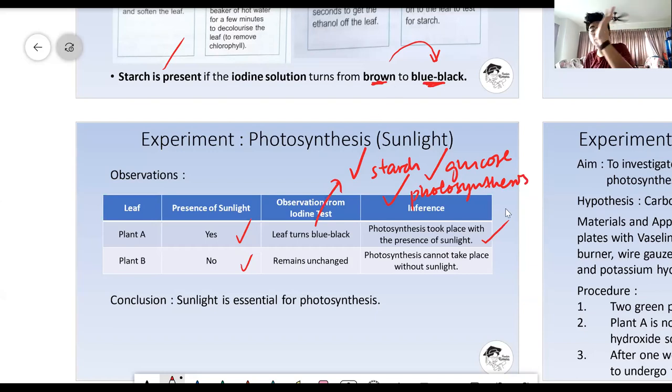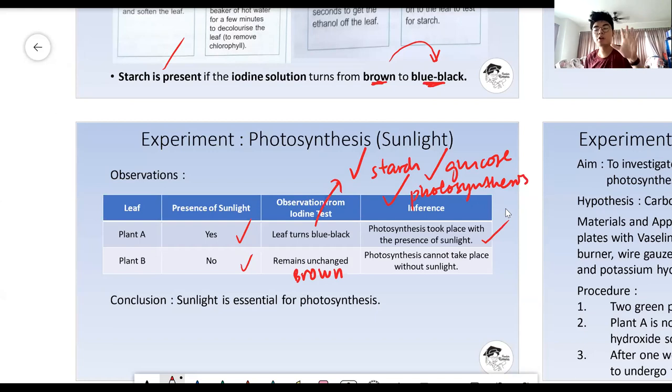Because we have the sunlight, that is why photosynthesis can occur. That is why the iodine changed from brown to blue-black. Okay, plant B, no sunlight. Then the iodine test remains unchanged. Remains unchanged means it is maintained. Brown color. Maintain brown color.